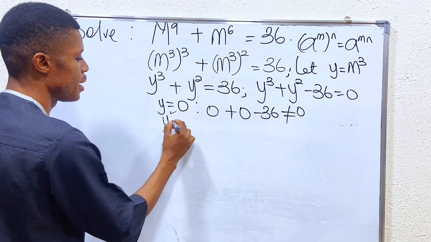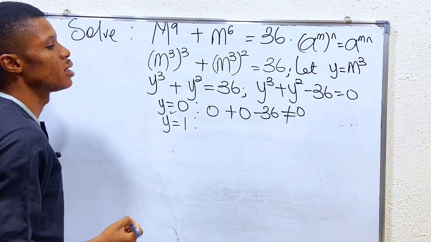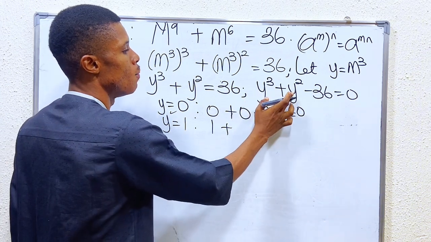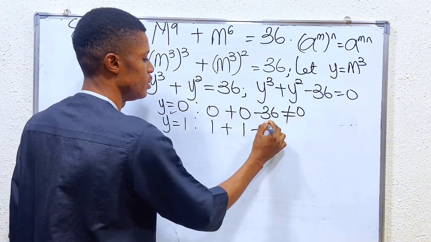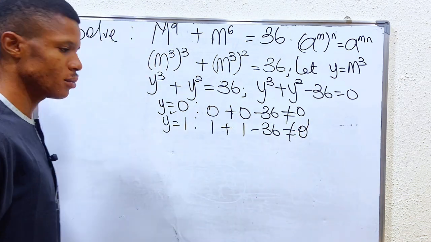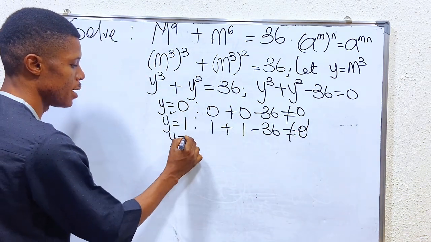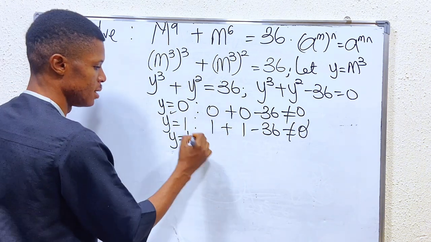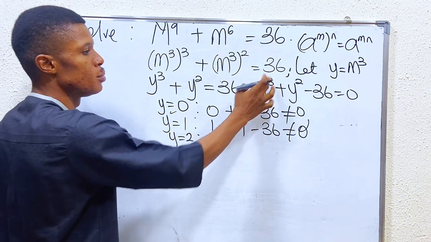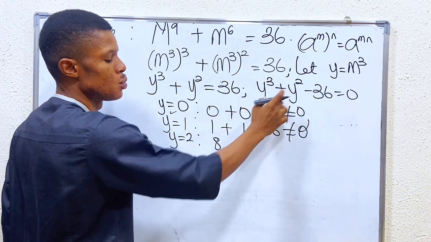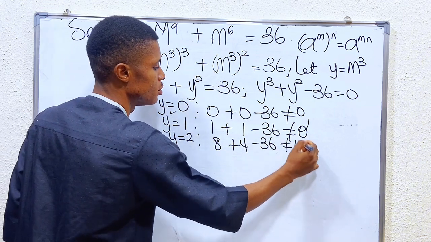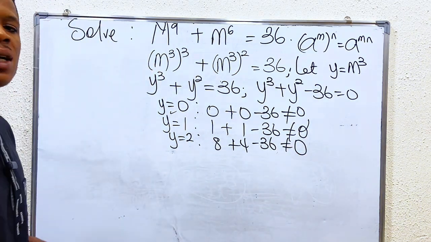So we look at y equal to 1. That will give us 1 cubed is 1 plus 1 squared is 1 minus 36. And this is also not equal to what? 0. Okay? Then we'll look at y equal to 2. You can see that 2 cubed is 8, 2 squared is 4, minus 36, and this is not equal to what? 0. So let's look at 3.